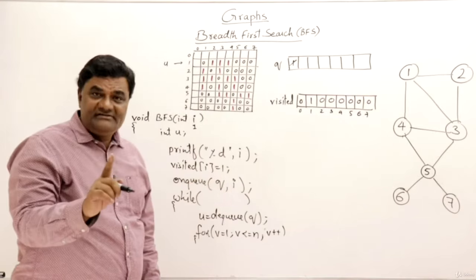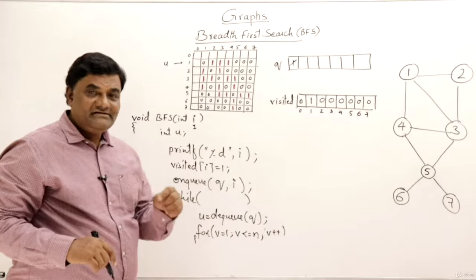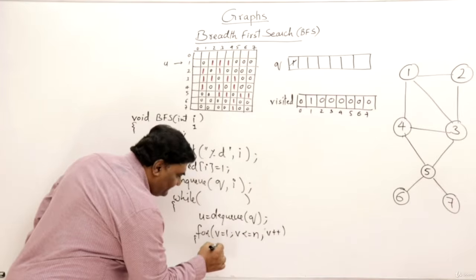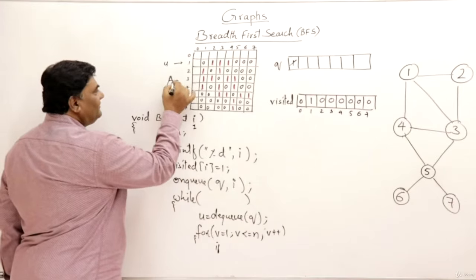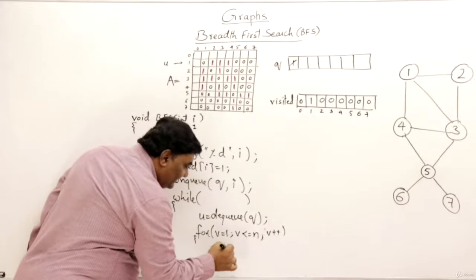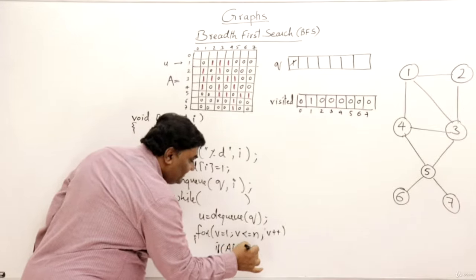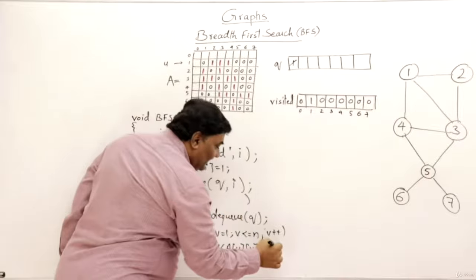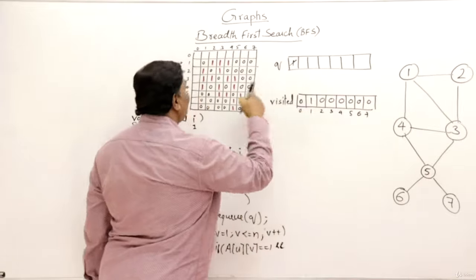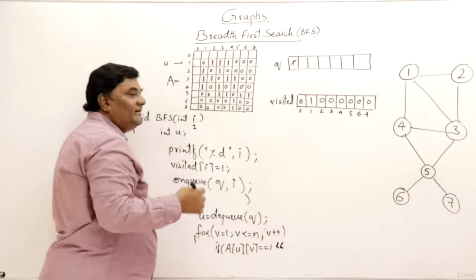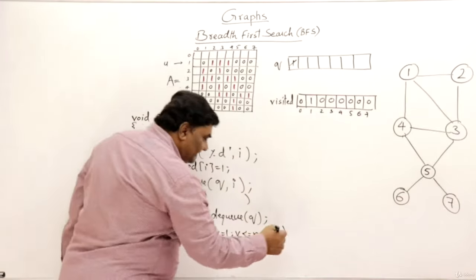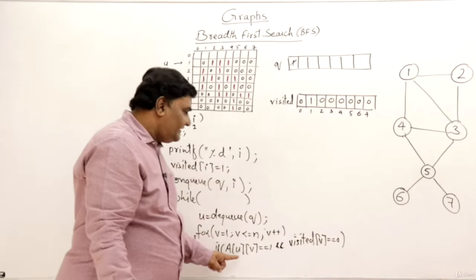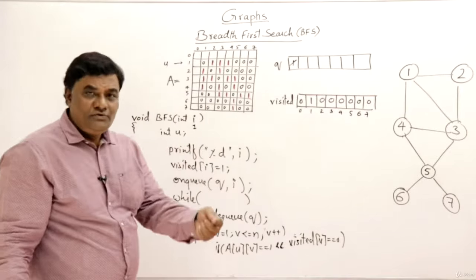So wherever it is marked as 1, I should take it as a vertex, visit it and insert it in a queue. While visiting this, I should check if, let us say the matrix name is A, A of u and v is equal to 1, meaning there is an edge. This is adjacent. And also one more thing, it should not be visited. Like 2 is not visited. If it is not visited, then I should visit it. And visited of v is equal to 0 means it's not yet visited. If there is an edge and it is not visited, then I should do two things.